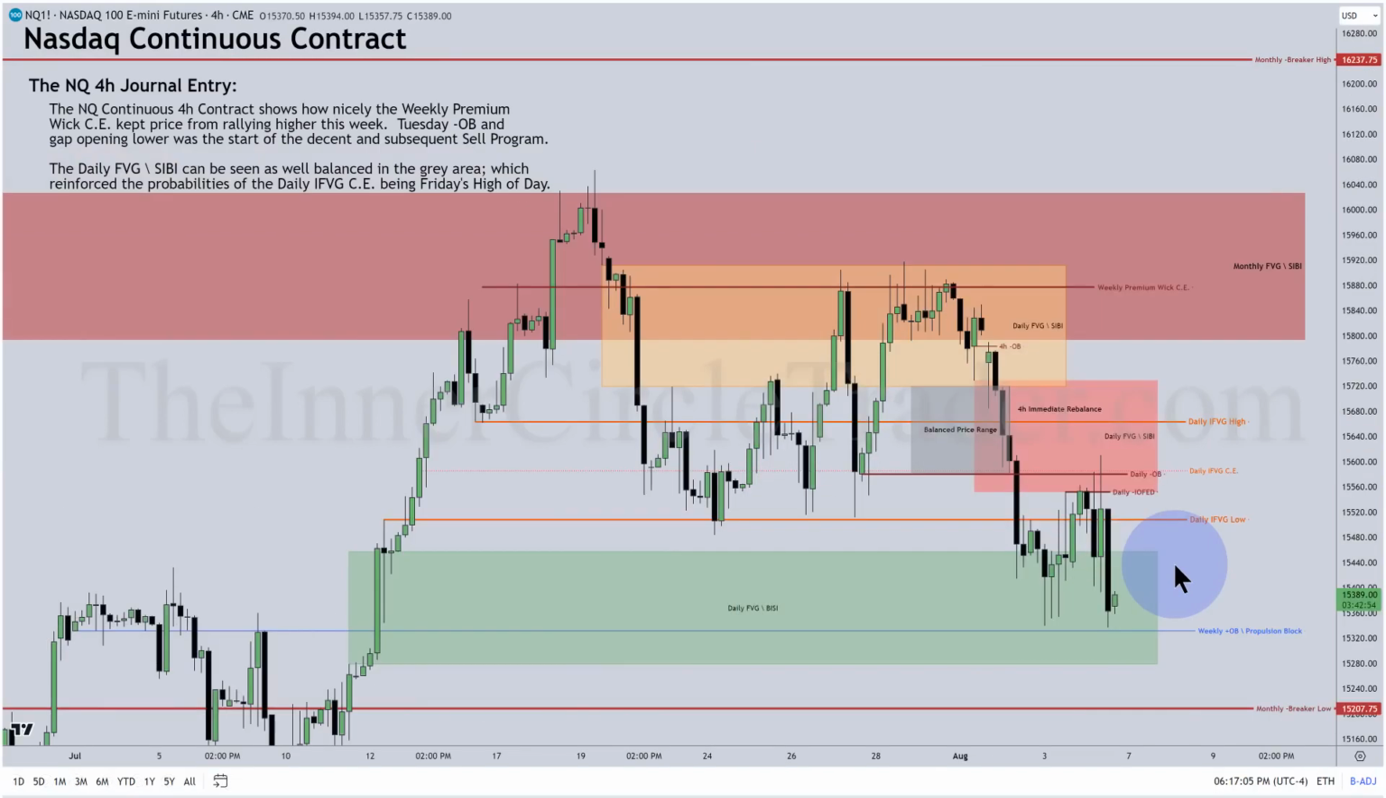Moving on to the NASDAQ 4-hour, you can see again all the annotations that were on the monthly, the weekly, and now the daily. See the daily fair value gap SIBI, daily inversion fair value gap high, daily inversion fair value gap consequent encroachment, and daily inversion fair value gap low, daily institutional order flow entry drill, daily bearish order block, daily fair value gap SIBI, and now we have elements inside of the 4-hour chart like we see here.